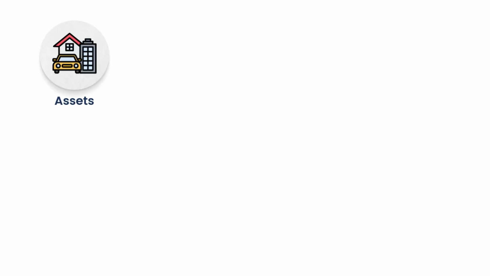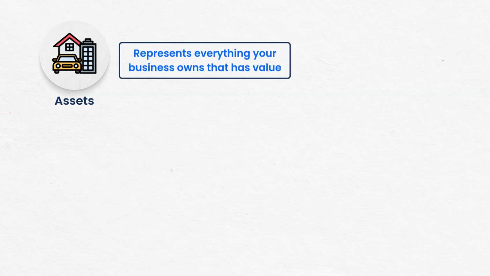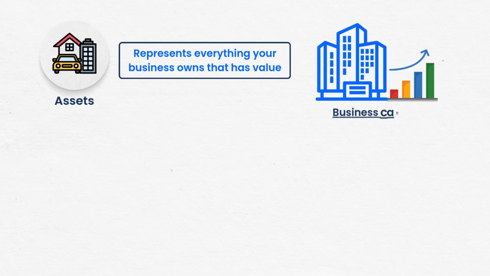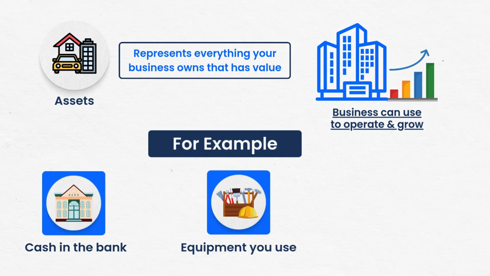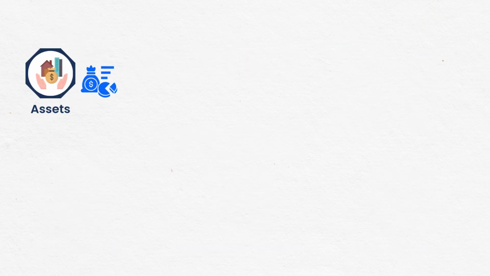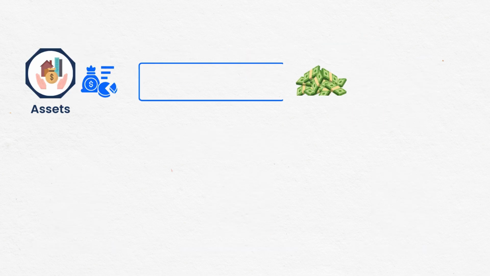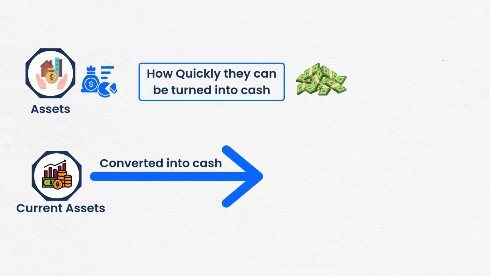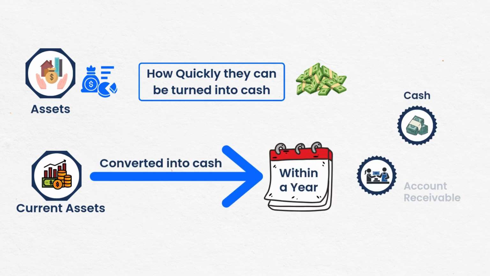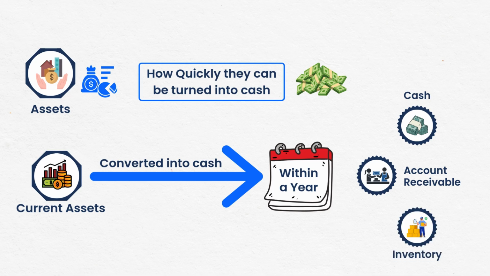Let's start with assets, which represent everything your business owns that has value. Assets are resources your business can use to operate and grow. For example, cash in the bank, equipment you use to provide services, or products you sell to customers. Assets are further categorized based on how quickly they can be turned into cash. Current assets are the ones that can be converted into cash within a year, like cash itself, money customers owe you, called accounts receivable, and inventory, which refers to the products you sell.